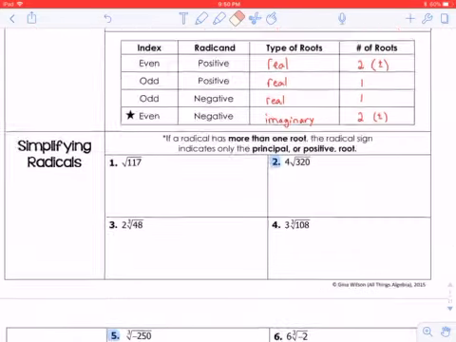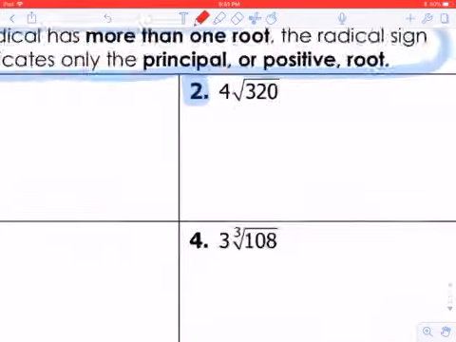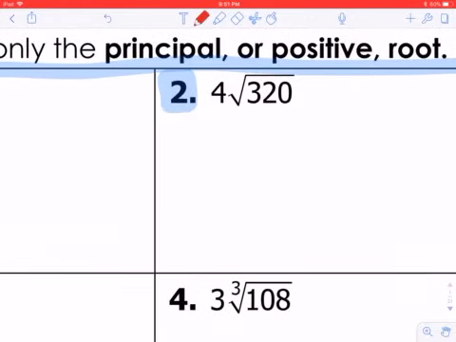All right? Now here I'm just saying simplify. So I don't need to worry about plus or minus, and that's what this little statement up here is kind of telling you. If a radical has more than one root, the radical sign indicates only the positive or principal root, which means I just want the positive one, that's it. I don't need anything else unless I tell you find all the solutions. Okay, so with that being said, let's start simplifying. This is where the real stuff happens.